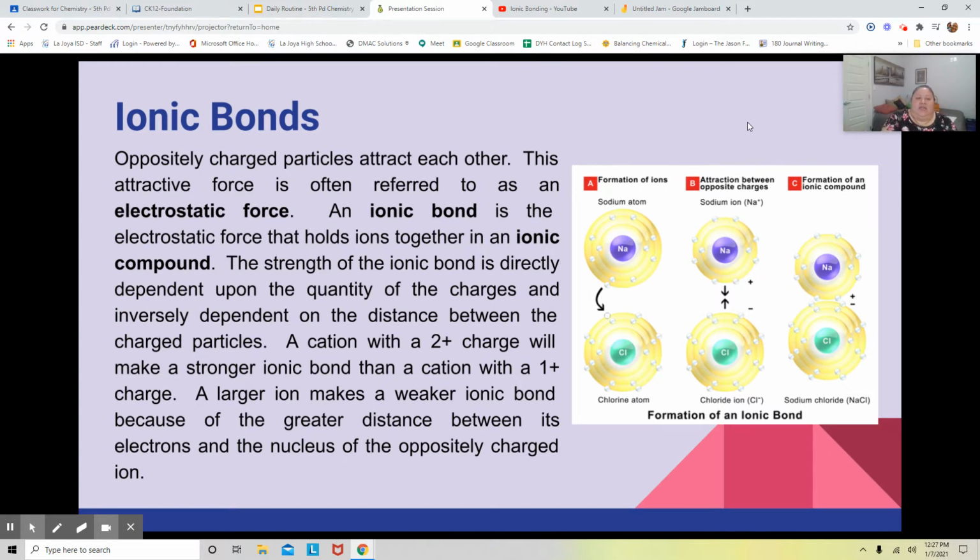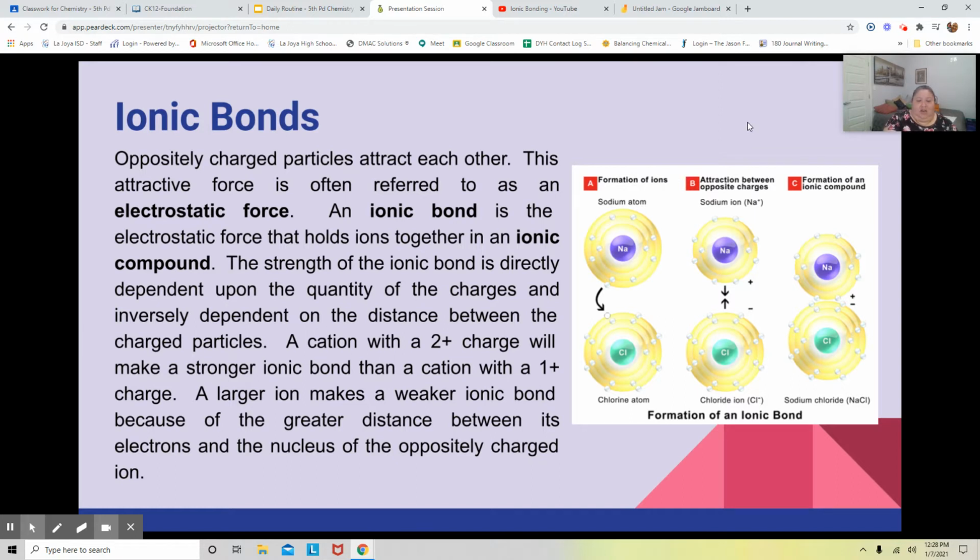Okay? An ionic bond is an electrostatic force that holds ions together in an ionic compound. The strength of the ionic bond depends on the quantity of electrons lost. The more electrons you have, the stronger your ionic bond will be. It also is inversely dependent on the distance between the charged particles.